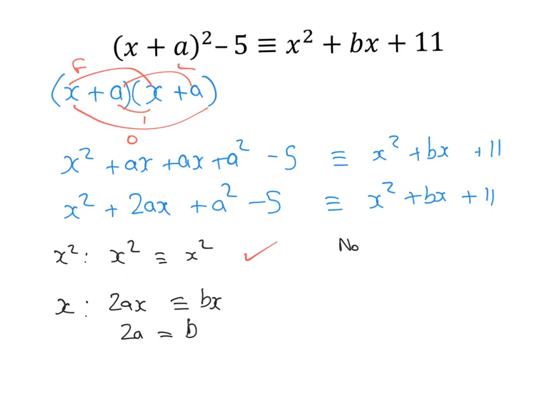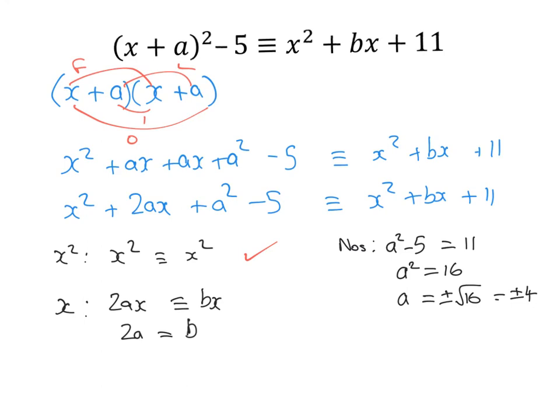Then if we look at the numbers, on the left-hand side, the numbers are all the terms without an x. So on the left-hand side, what we have is a squared minus 5. And on the right, we've got an 11. So what that means is that a squared minus 5 must equal 11. And if that's true, if we add 5 to both sides, we get a squared equals 16. So then a must equal plus or minus the square root of 16, which is plus or minus 4.